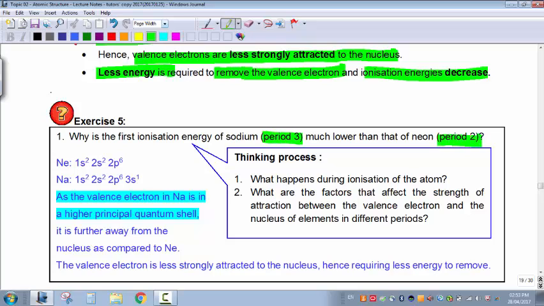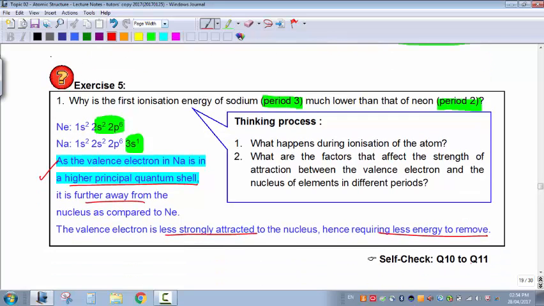Alright, in this case, they are of different period. In exercise 5, you compare different period as well as different group. Alright, one is noble gas, whereas one is group 1. So how then do you explain? The more important factor in this case is distance, because the valence electron is in a higher principal quantum shell. So it will be less strongly attracted because it's further away, and less energy is required to remove it.